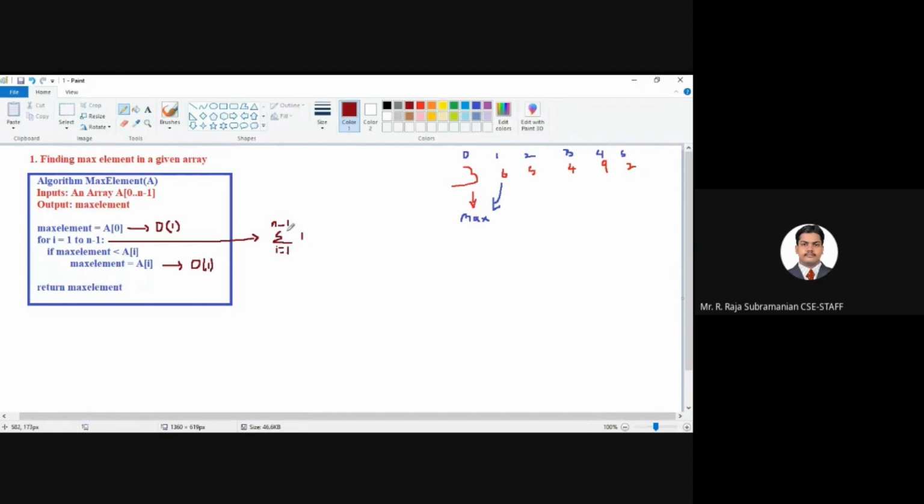Now, for I is equal to 1 to n minus 1 can be written as summation I is equal to 1 to n minus 1, 1. So, how many times will this for loop execute? Use the U minus L plus 1 formula. What will happen? N minus 1 minus 1 plus 1. So n minus 1 times it will get executed. Am I right or wrong? Yes, sir. So n minus 1 times it will get executed.